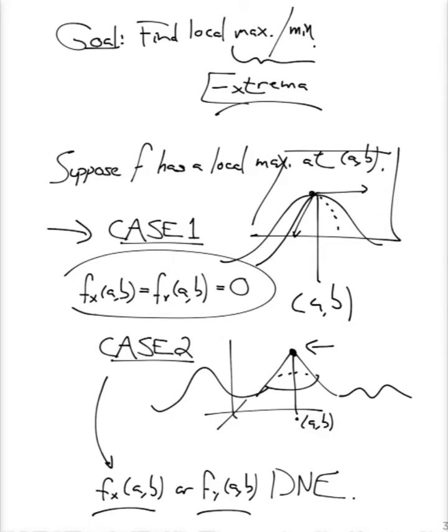So we'll summarize and write down the theorem in just a moment. The summary is there are 2 ways that a local maximum can occur. Either both partial derivatives exist in R0, or at least one of the partial derivatives doesn't even exist. And the same is true for local minima as well. So now we can summarize all of these results in the following theorem.